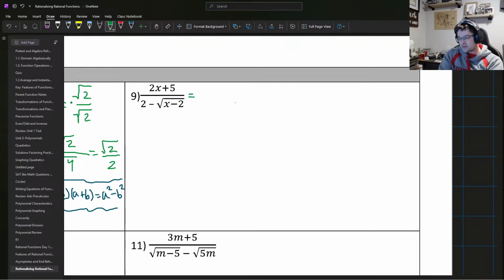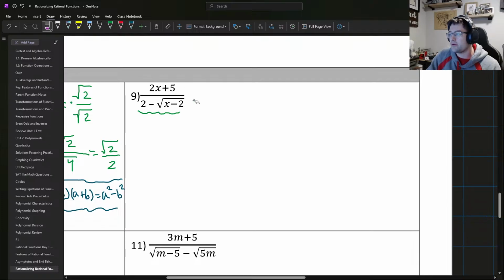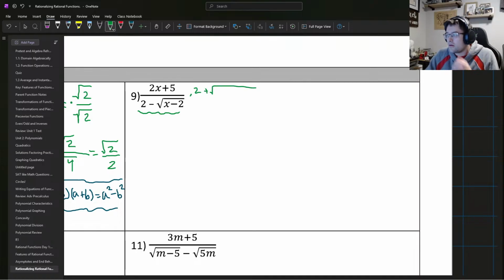2x plus 5 over 2 minus square root x minus 2. Again, we're just finding the conjugate to 2 minus square root x minus 2. And we're multiplying that through, so I don't know why I put equal signs there. But we're going to multiply by 2 plus square root x minus 2. So remember with conjugates, it's only the sign in between the two numbers.